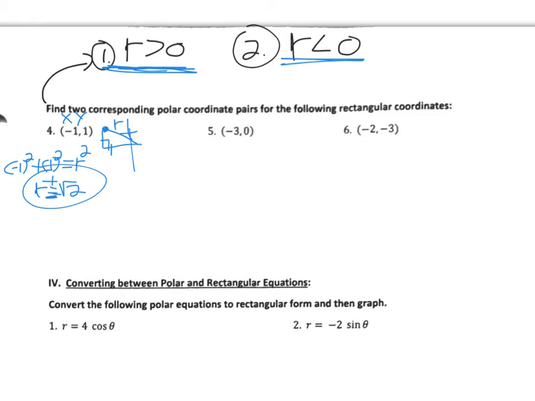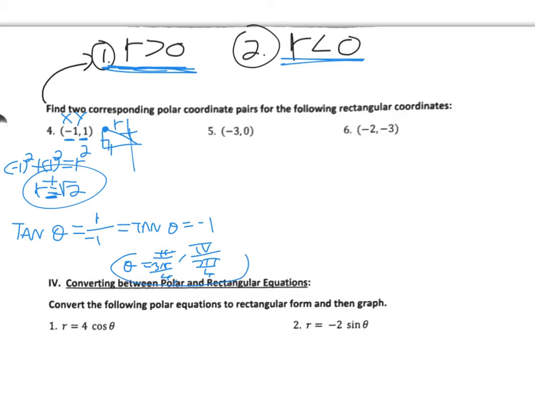Now to get the angle, we're going to use tangent of theta equals y over x. The y is the 1, and the x is the negative 1. So this is just like saying tangent of theta equals negative 1. Now this is going to give us two answers. Tangent is negative in the second and fourth quadrants. And these are the pi over 4s. So in the second quadrant, it's 3 pi over 4. In the fourth quadrant, it's 7 pi over 4.